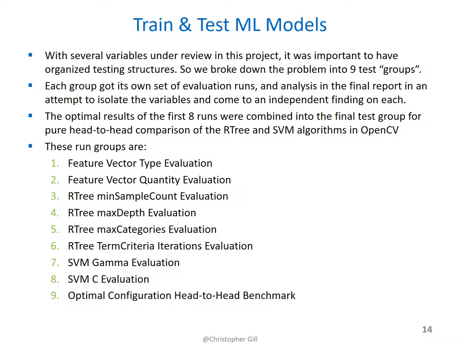With our input feature vectors generated, we'll now set up run groups testing various configurations of the random trees and SVM models. We'll also briefly test the type and quantity of data inputs to see if they have a noticeable impact as well. And finally, in run group 9, we'll do an optimal configuration, leveraging the learnings from runs 1 through 8, in a head-to-head benchmark of SVM against random trees.